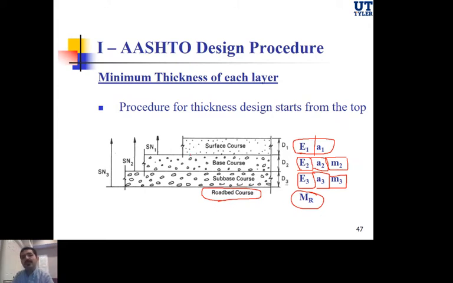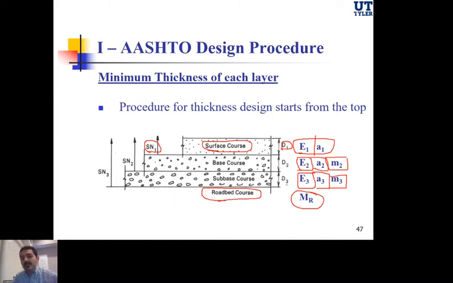So the thickness design procedure starts from the top to the bottom. We first need to design the top layer, the surface course layer. We need to get D1. As I told you, we're going to go through this nomograph 3 times if I'm designing 3 layers. The philosophy behind the pavement design is that I first need to determine the required thickness of the base course, which is going to correspond to the structural number one, that's going to protect the layers underneath that layer.